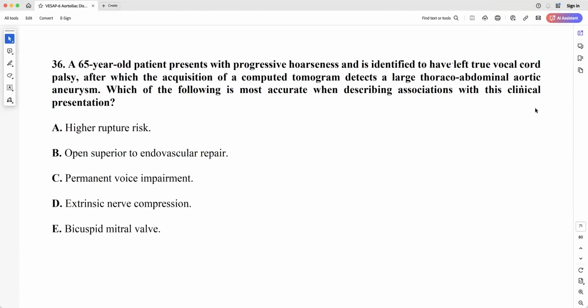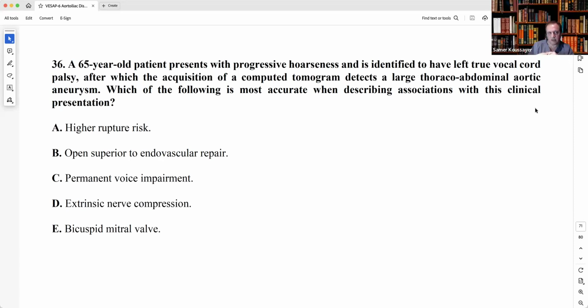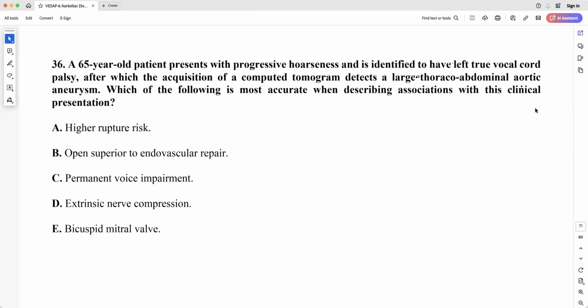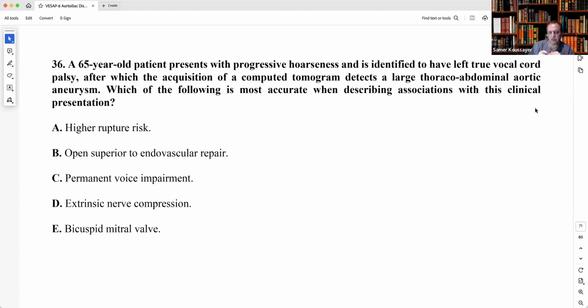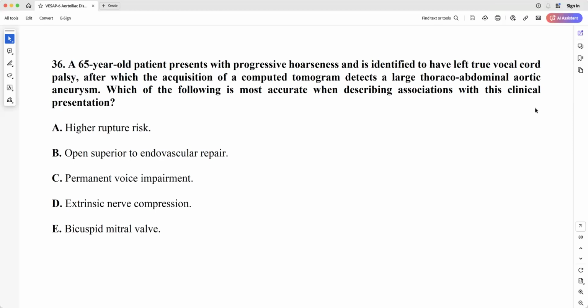Okay. Second, open superior to endovascular repair in this area. Maybe the risk of cutting the nerve is lower in endo, but it will not relieve the compression, which is still there in endo. So I don't think it's the correct answer. There's no difference between open and endovascular; you can have the same problems. C, permanent voice impairment.